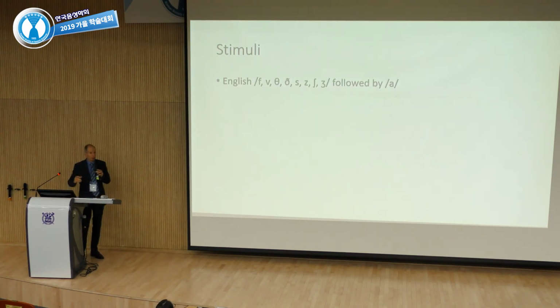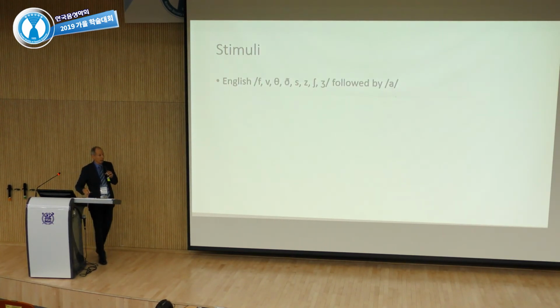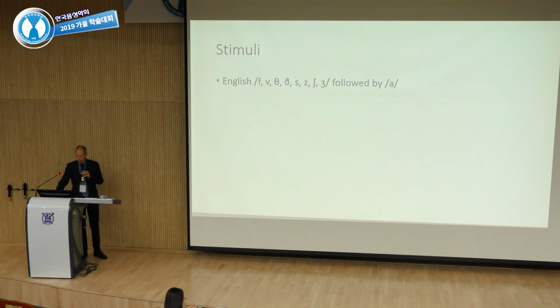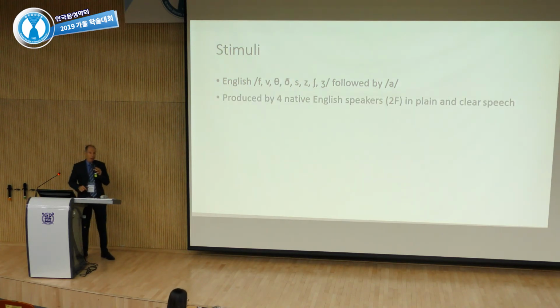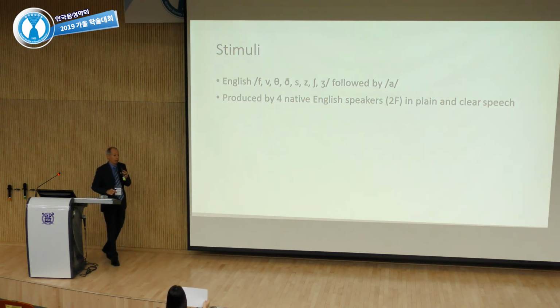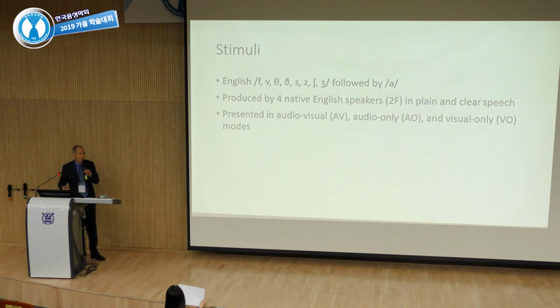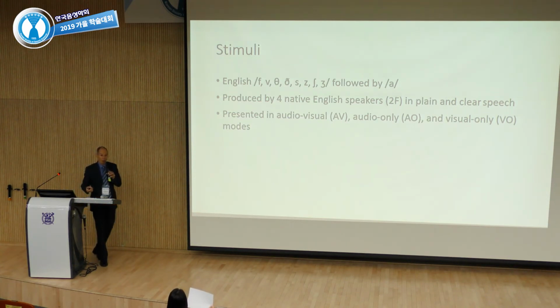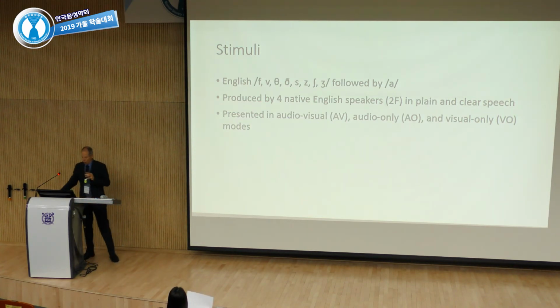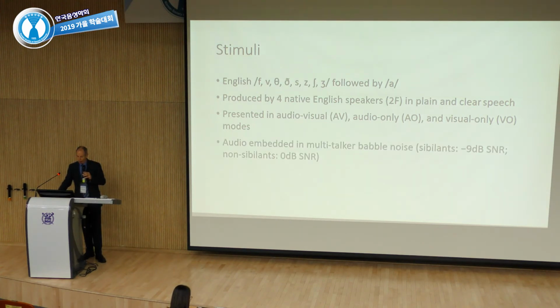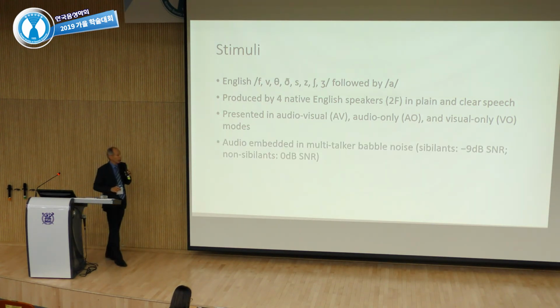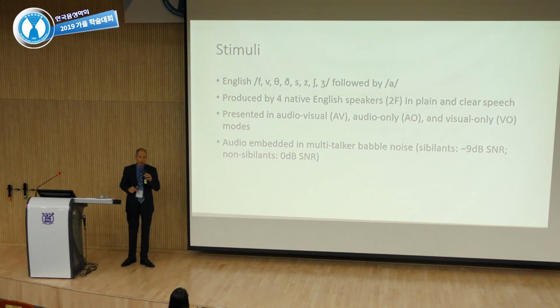Stimuli were again the fricatives in initial position this time, followed by the vowel ah. They were produced by 4 English speakers, 2 males, 2 females, in plain and clear speech, and the clear speech was elicited in the same way as I described earlier with that computer recognition algorithm. And then, of course, stimuli were presented in audio-visual, visual-only, and audio-only modes. Okay, and the audio was embedded in multi-talker babble noise. And we piloted this a little bit.